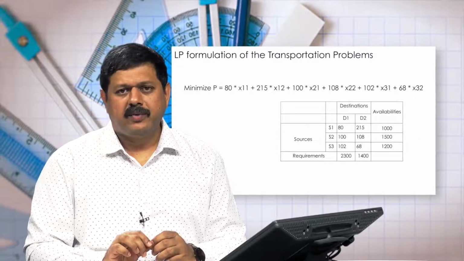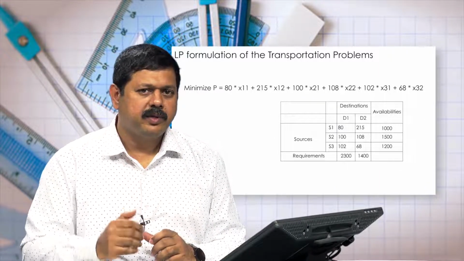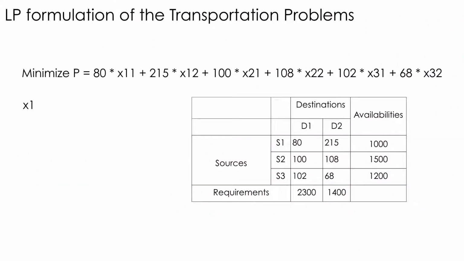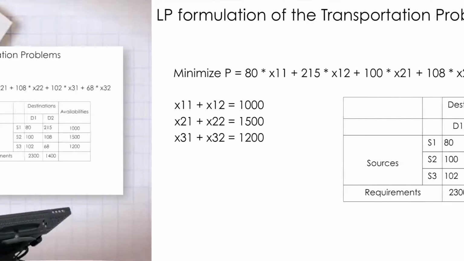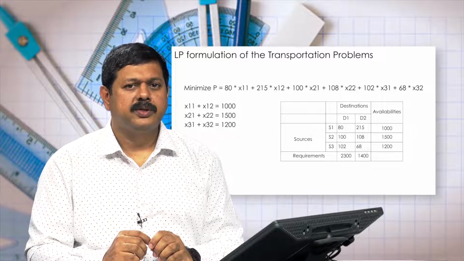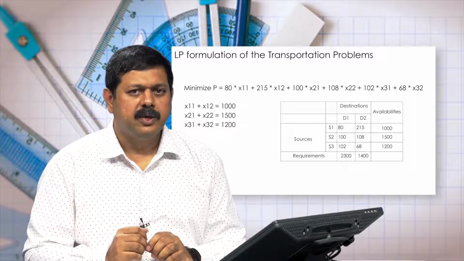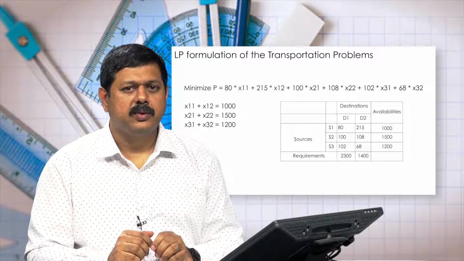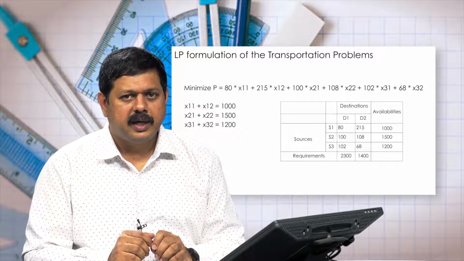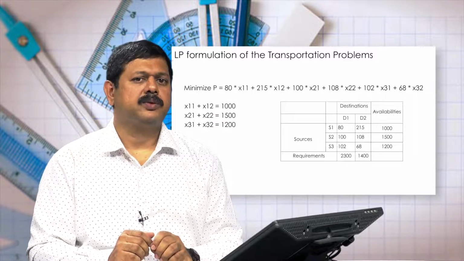The restrictions for available resources and destination requirements provide the constraints for this problem. Hence, we have the constraints x11 plus x12 is equal to 1000, x21 plus x22 is equal to 1500, x31 plus x32 is equal to 1200. That is, the sum of the allocated resources to the destinations D1 and D2 from the source S1 is 1000, from the source S2 is 1500 and from the source S3 it is 1200.